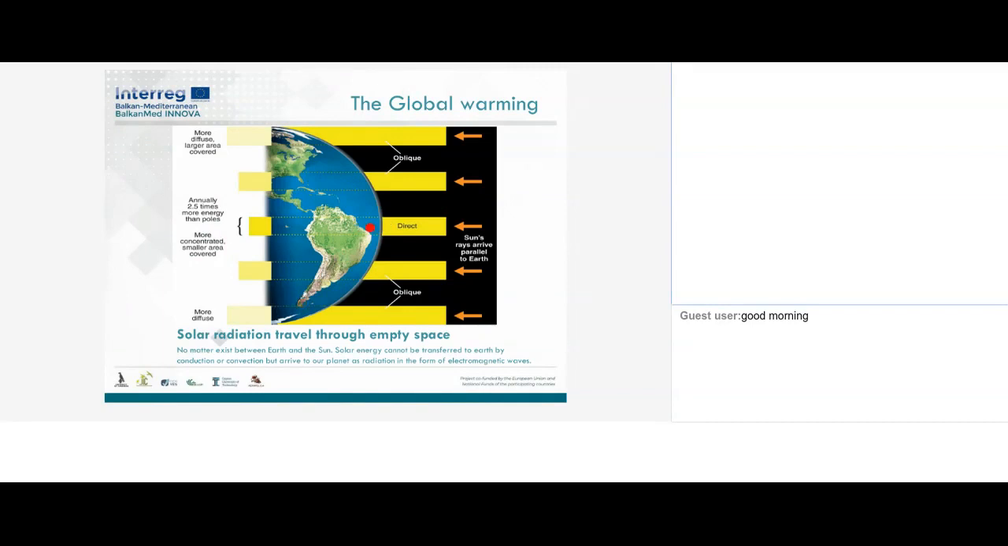At the equator, solar radiation is direct, and thus it is more concentrated on smaller areas, while in the north or the south, at the poles, it's oblique, so it is more diffused and covers a larger area. This leads to having 2.5 times more energy at the equator compared to the poles. So the annual energy magnitude at the equator is 2.5 times more than the amount of energy that arrives at the poles.